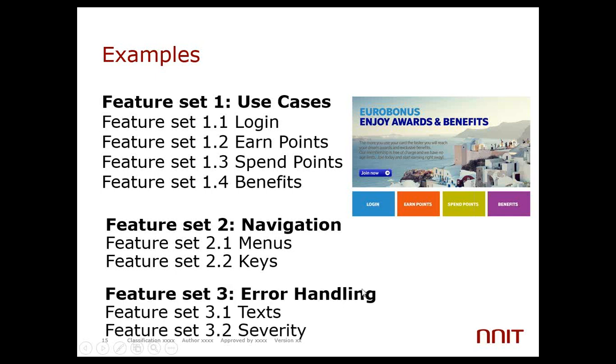And then I usually also have a feature set for error handling, like what are the texts that you are going to see if something goes wrong? Are they polite? Are they telling you what to do, etc.? And then something about severity. If something goes wrong, are you getting a message of the right severity? And there can be other feature sets behind this.